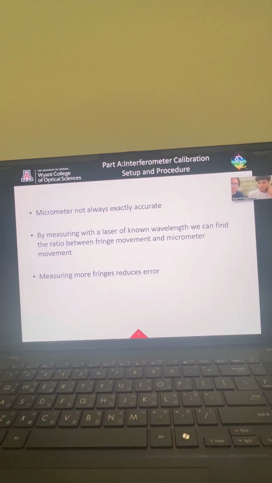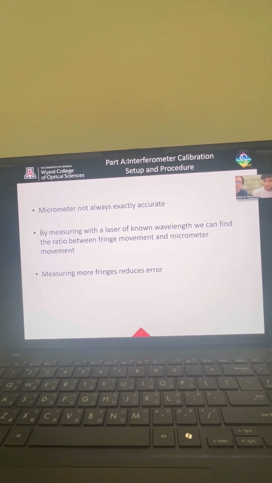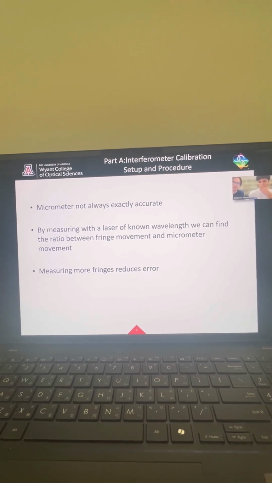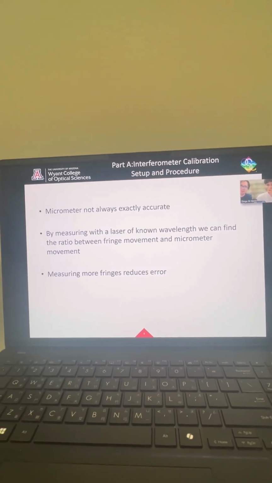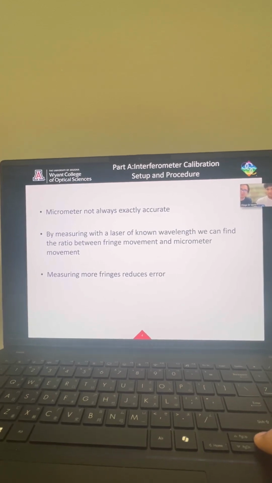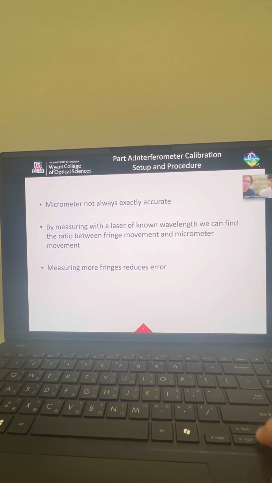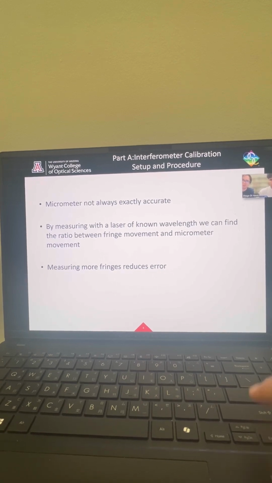So some of the setup and theory of Part A is that the micrometer is not always exactly accurate, so we need to find a calibration factor to convert between the stated measurements and the actual measurements. By measuring a laser with a known wavelength and looking at the fringes, we can determine this calibration factor. By measuring more fringes, the error is reduced.